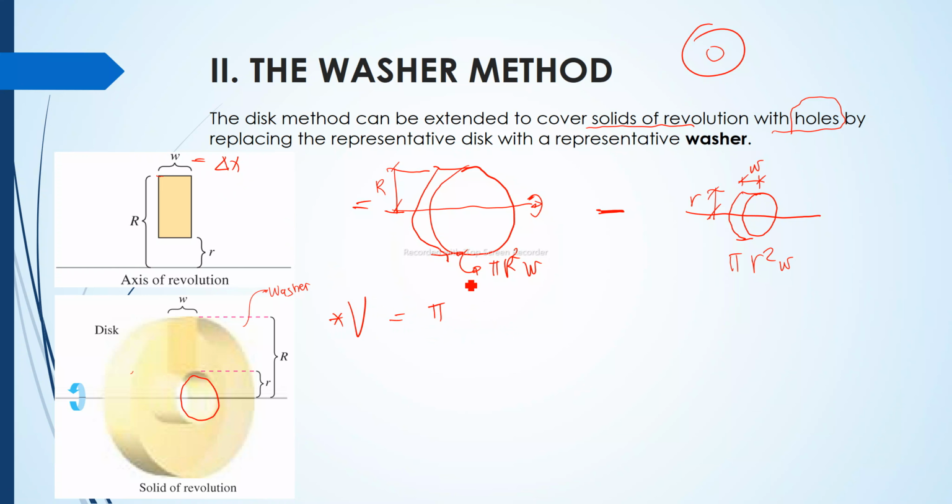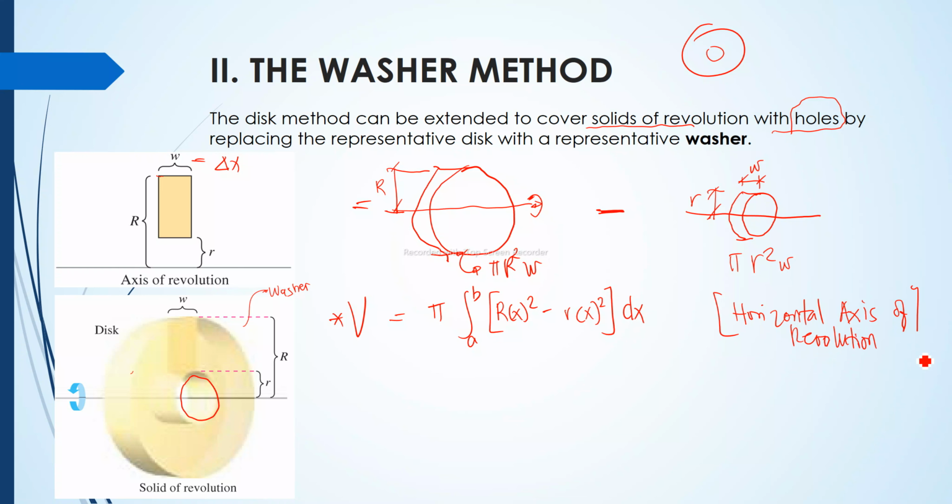And then applying the concept of integration, we will have the integral of R of x squared minus small r of x squared, dx from a to b. Again, this is for a horizontal axis of revolution. For the vertical one, the volume is equal to pi times the integral of R of y squared minus small r of y squared, dy from c to d.